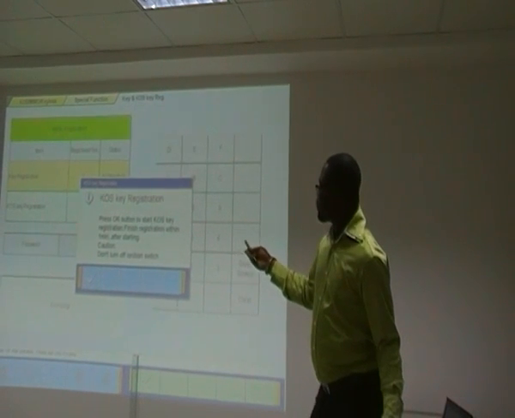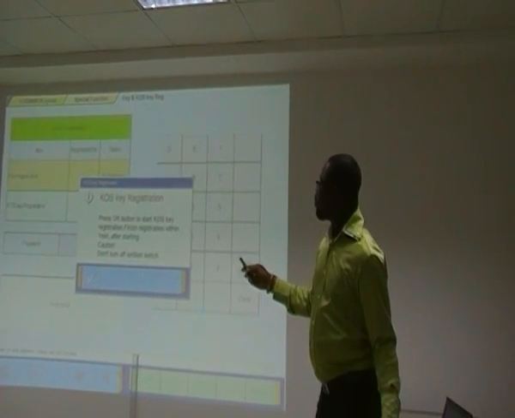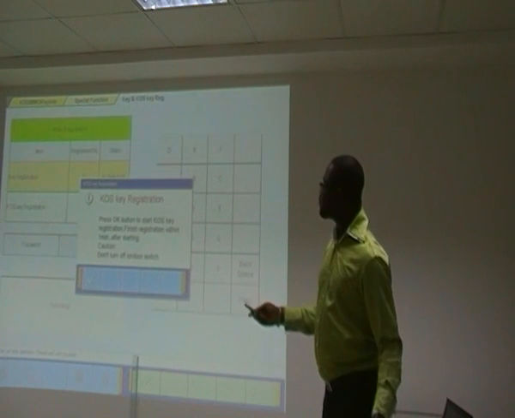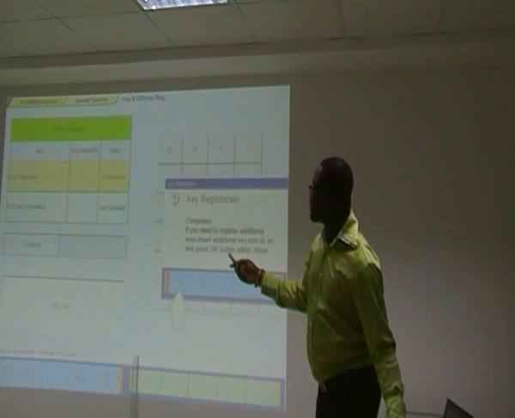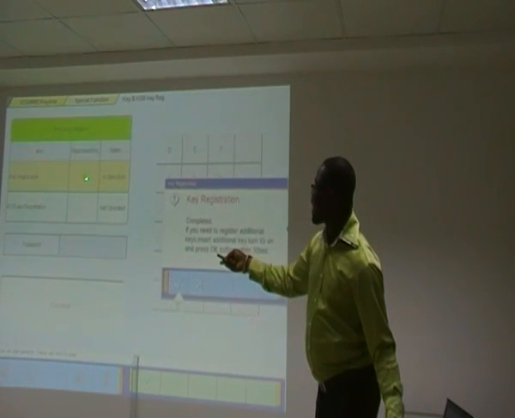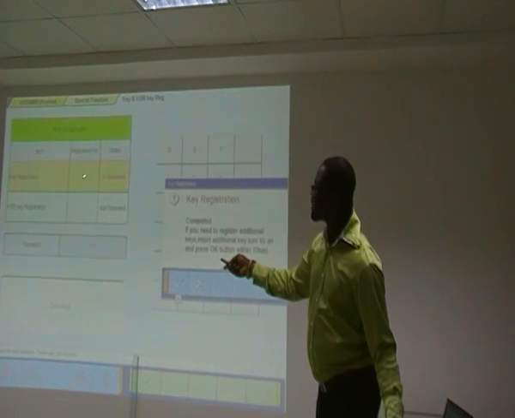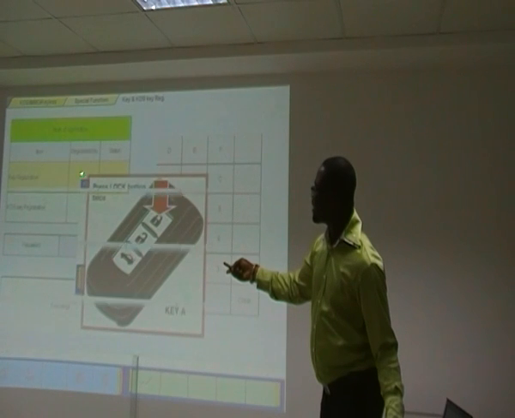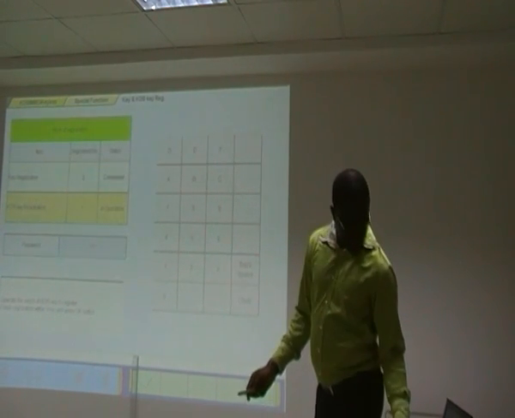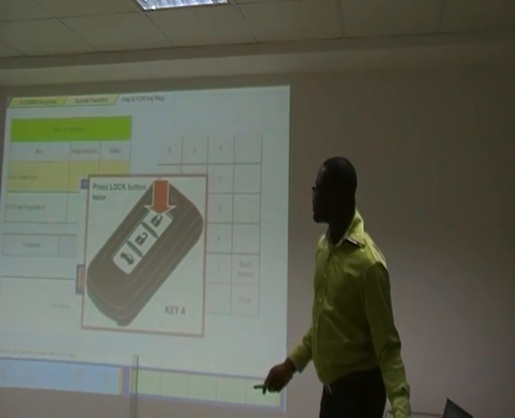Now KOS key registration. When you finish, you have registered 2 keys. Let's go back, and you see that when you register it is 1, another registration is 2. So now we have registered these 2 keys successfully. Now that we are finished with the registration of the keys, we have to register the remote as well. Now, how do you register this remote?